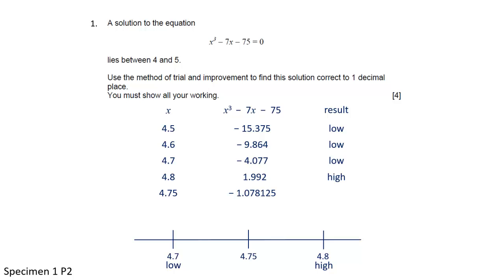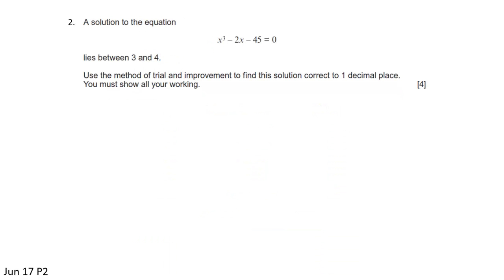There we go. So we're going to get an answer that's too low. So the one in the middle is too low. We're going up to 4.8. And there we go. There's our answer. Excellent. Let's have a look at number 2.